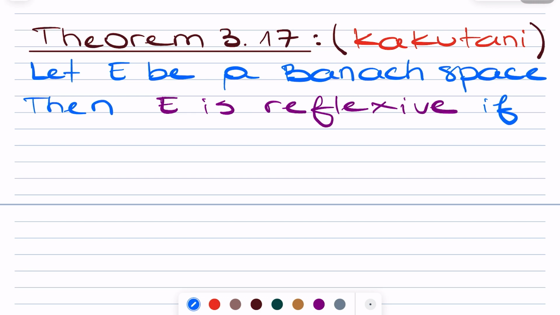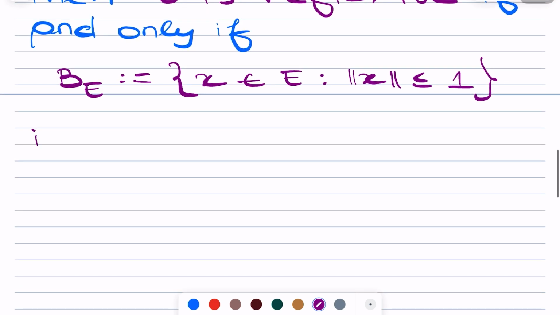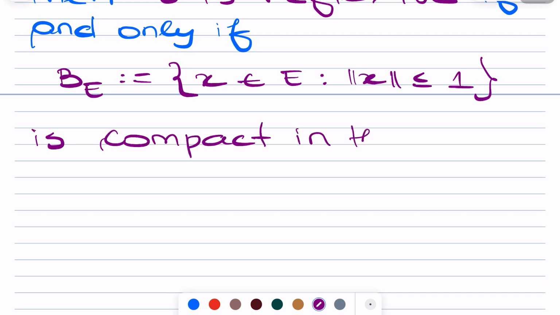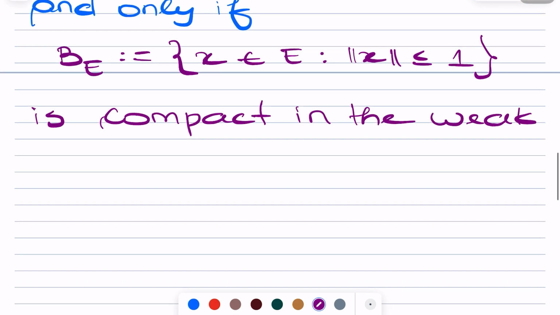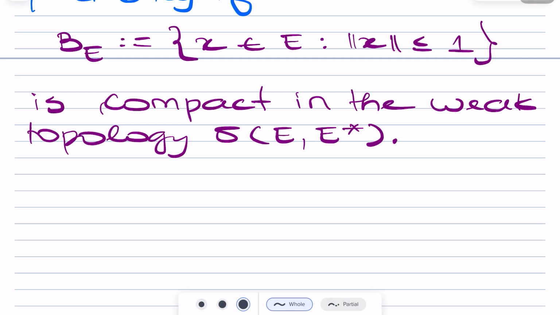If and only if the closed unit ball that we call B, which is defined to be the set of points x in E such that the norm of x is less than or equal to 1, is compact in the weak topology sigma(E, E star). Good. So let's prove this.